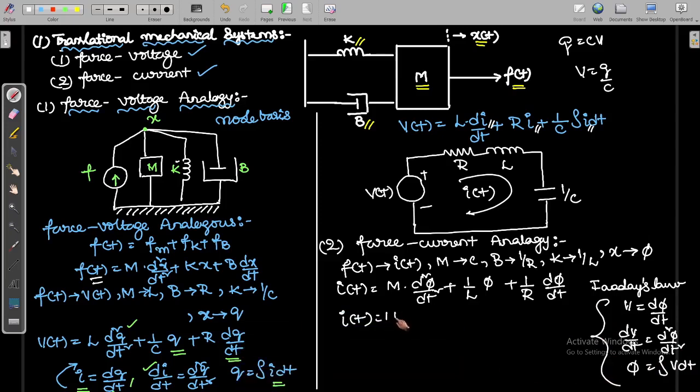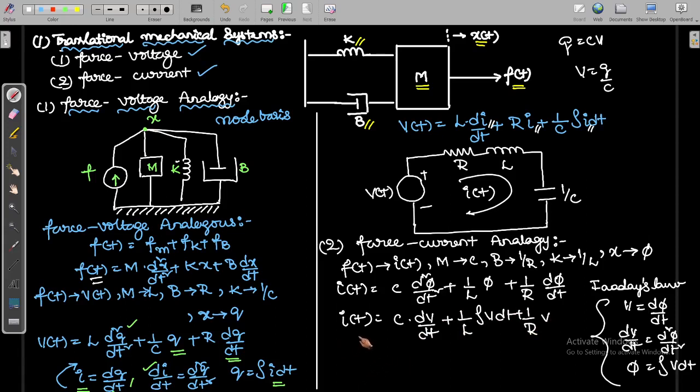Let us write that equation. M can be replaced with the capacitor. C dV by dt we can write, plus 1 by L integral V dt, plus 1 by R into V. So these are all the elements.